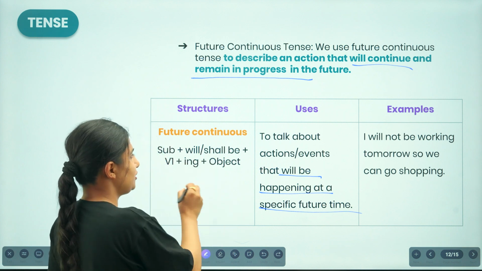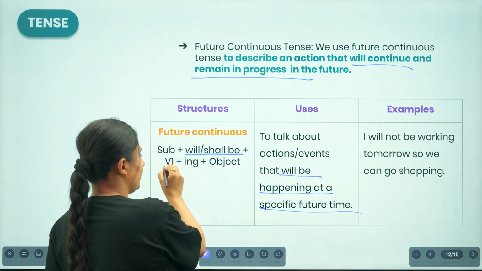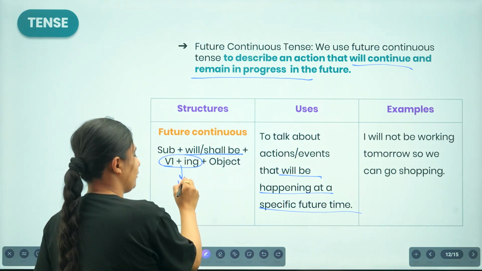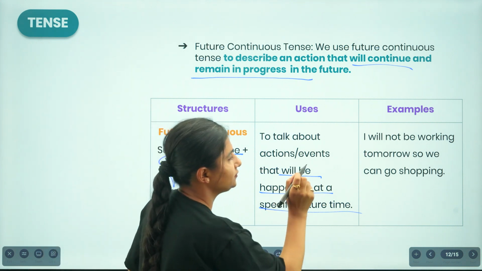So whenever we are talking about this continuous tense, we will be using will or shall be plus verb 4. You can understand this as a verb 4. Okay, so here let us look at the example.